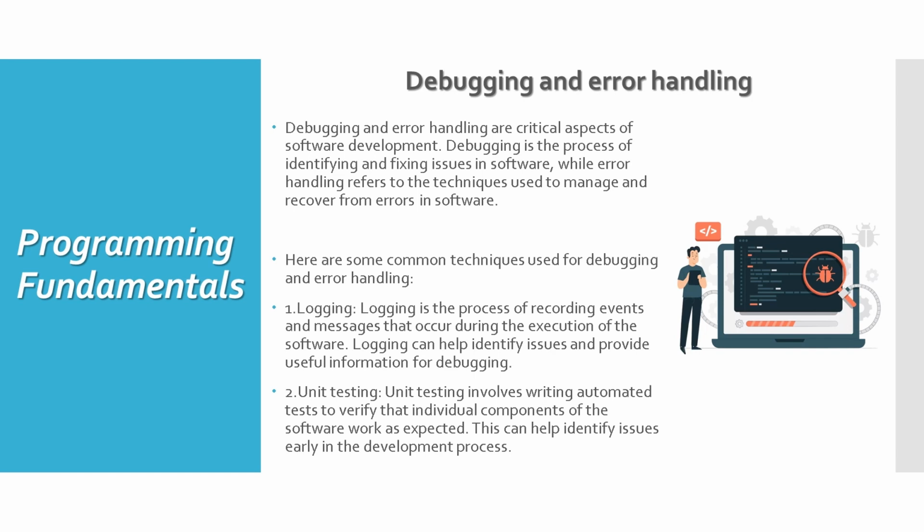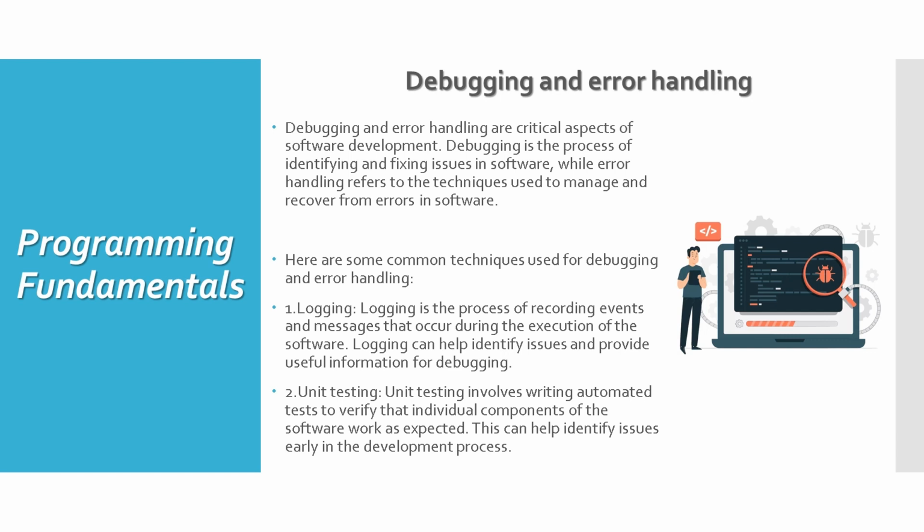Debugging and error handling are critical aspects of software development. Debugging is the process of identifying and fixing issues in software, while error handling refers to the techniques used to manage and recover from errors in software. Here are some common techniques used for debugging and error handling.